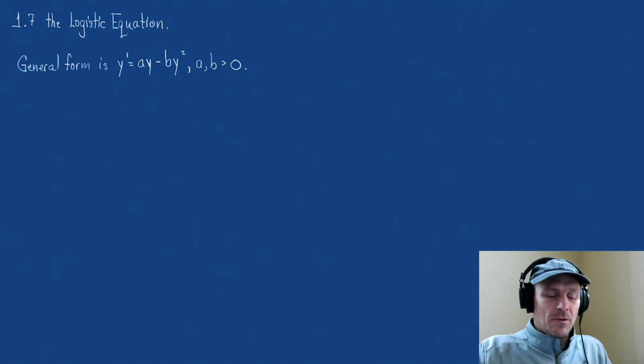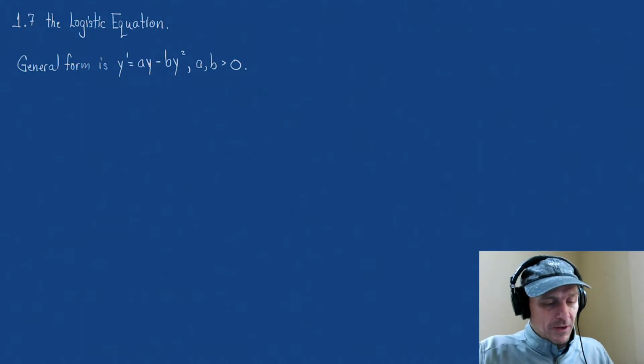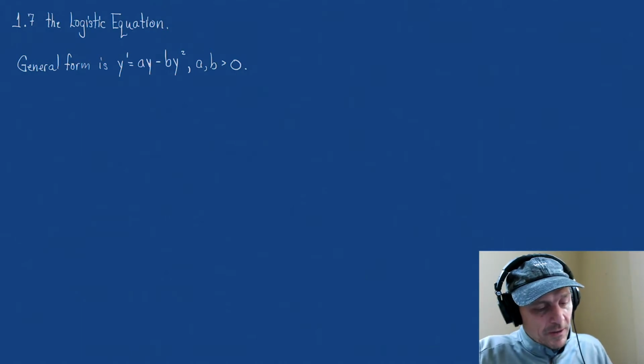I've written the logistic equation out here in its general form. The general form is y prime is equal to ay minus by squared, where a and b are both positive numbers. Now, there's also another aspect of this.